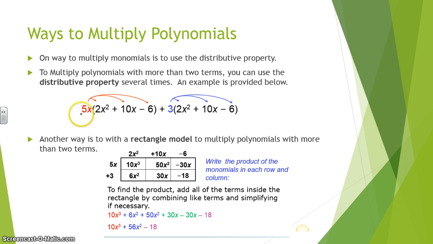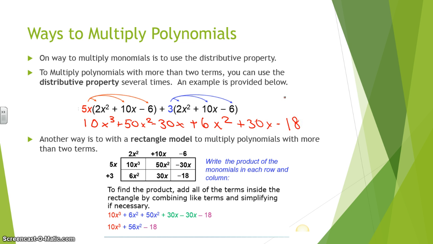So what this would become is 5x times 2x squared would be 10x to the third. Then we would have plus 50x squared minus 30x. That would be the first set. Then the second set here we would have plus our 6x squared. 3 times 10 is 30, so plus 30x. Then 3 times negative 6 is negative 18, so minus 18.